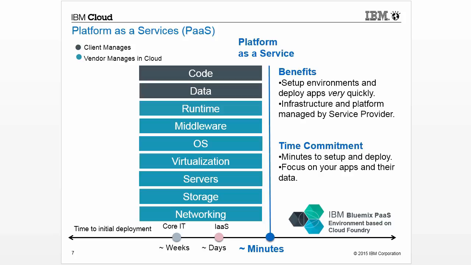Benefits of platform as a service are that one can set up an environment and deploy apps more quickly than in any other cloud service model. A service provider manages the infrastructure and the platform, meaning that the customer needs to only bring their runtime code and their data to the platform. Normally, it takes just minutes to perform an initial deployment here and is completely driven by the developer. Also, maintenance and upgrades of the platform and infrastructure are handled by the service provider.